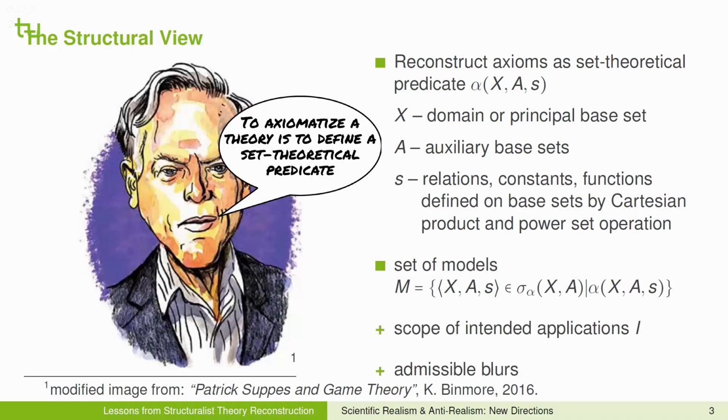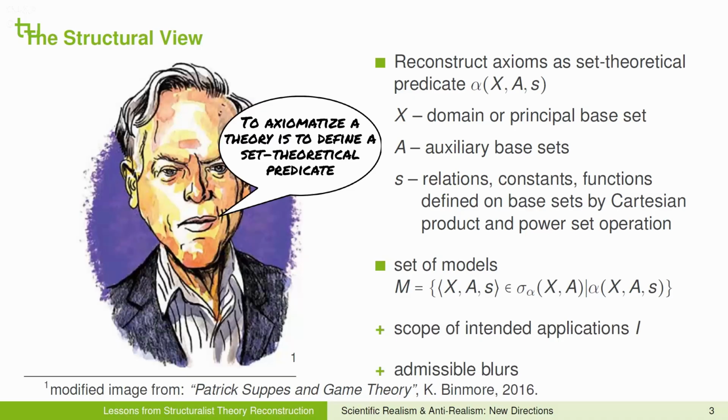Okay, that's not all. We also need at least two further ingredients. On the one hand, we need a scope of intended applications, because we cannot simply say, well, our theory is about these models, because then we won't have any way to refute our theory. So we need at least a specification of what our theory is about. We have to indicate somehow what the intended applications are, here denoted by I.